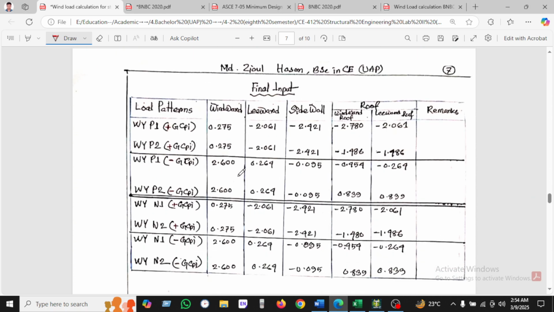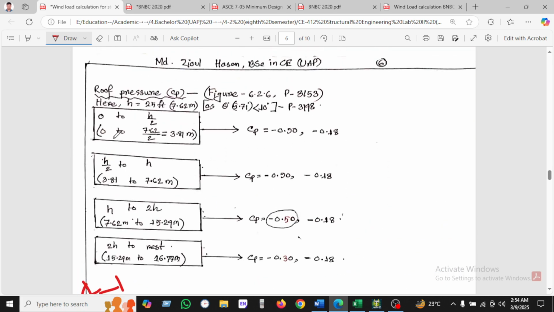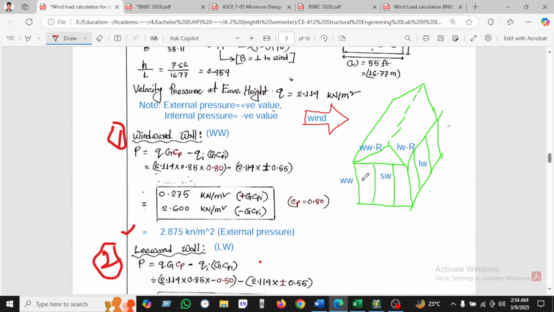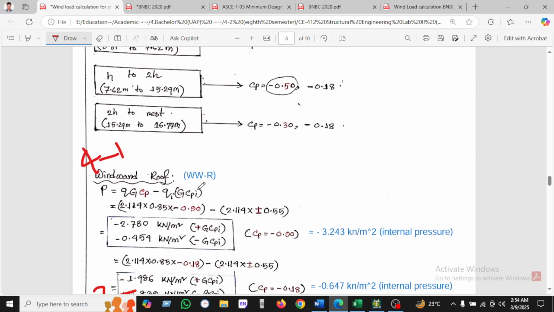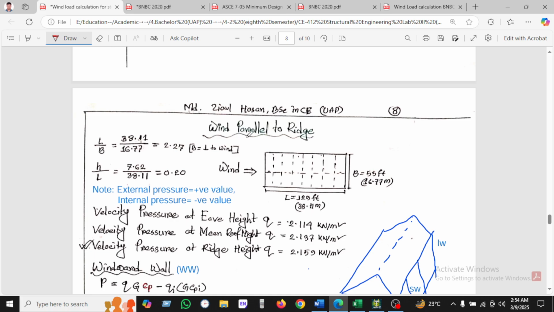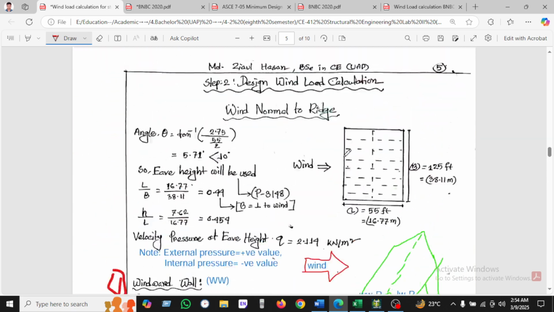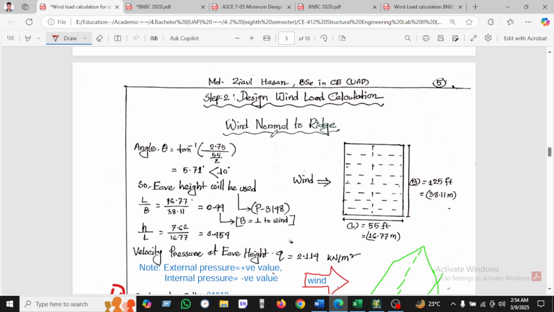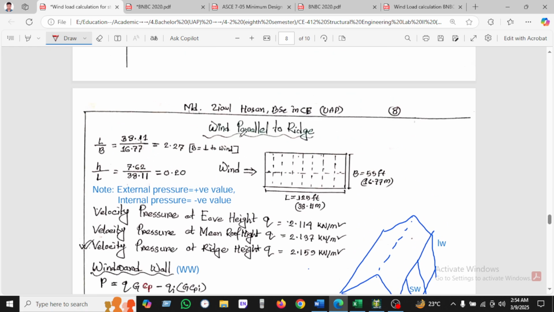Then similarly we can use the final flowchart here, but we have found only six loads. We have seen the windward, leeward, side wall, two types of side wall, and windward roof and leeward roof. So in this way we have wind parallel to the ridge. Previously I calculated wind perpendicular, which is called wind normal to the ridge. So now we'll see the wind parallel to the ridge. I will calculate the wind parallel to the ridge.